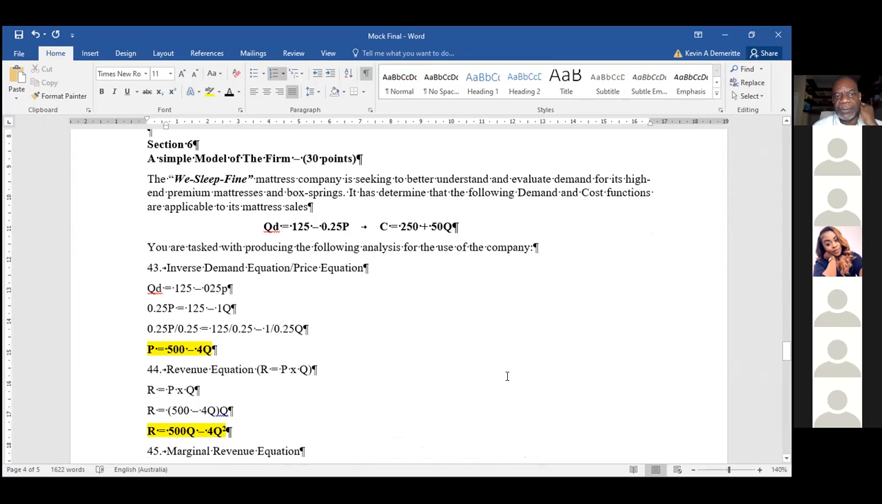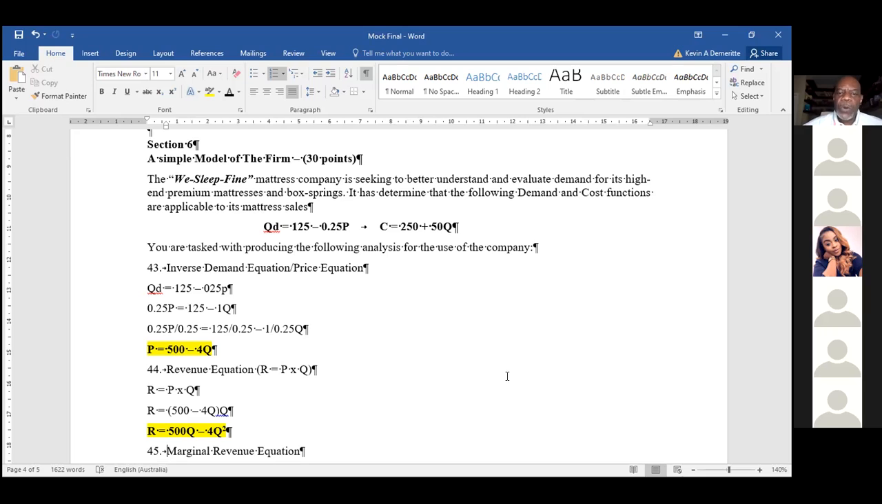Okay. So let's start from the top as if we hadn't done anything. The We Sleep Fine Mattress Company is seeking to better understand and evaluate demand for its high-end premium mattresses and box springs. It is determined that the following demand and cost functions are applicable to its mattress sales. This is the information you're given: a demand function, QD equals 125 minus 0.25p, and a cost function equal to 250 plus 50Q.